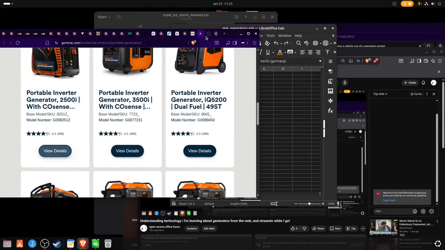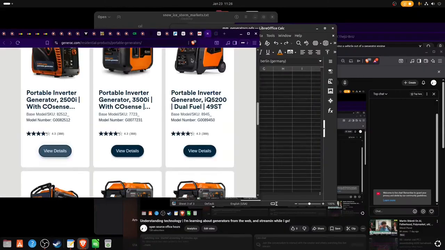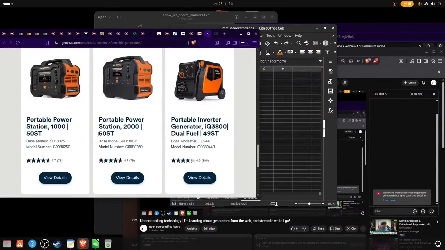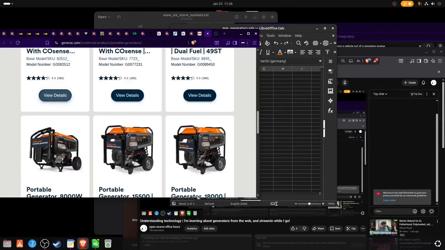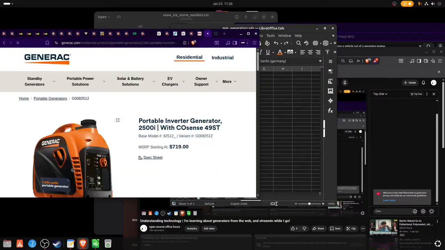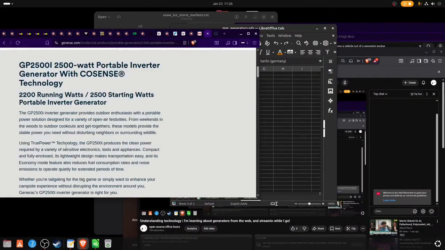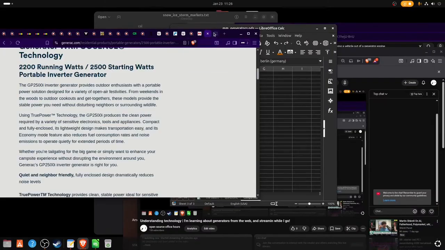I actually want to see the smallest one, 2,500i. This looks so small to me. I wonder how big this is. If that's a handle, is that a one-hand handle? 2,500 watt. Okay. All right, we're going to start wrapping this up here.